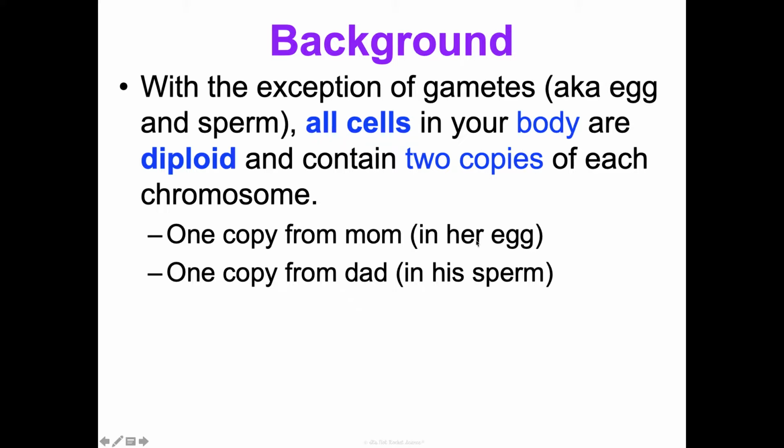Those 2 sets came together when they fertilized and made the first cell that was you, the zygote that had the 46 chromosomes that make you who you are. So 2 of each of the 23.